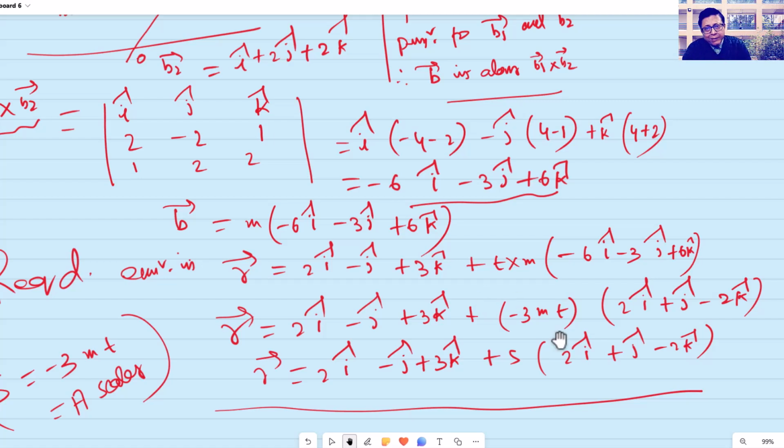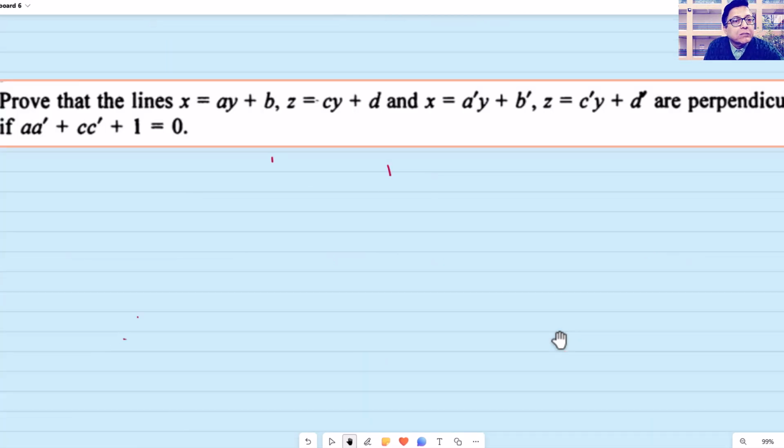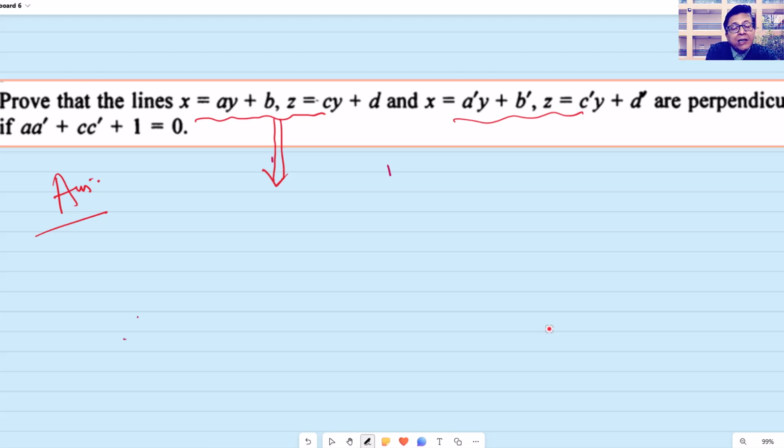I hope finding the angle between two lines is not difficult for you. Just wait for another beautiful sum. Prove that the lines are perpendicular if aa dash plus cc dash plus 1 equal to 0. Think, most of you are ready to do it with me. Try if you can do it faster than me. Why? Because the first job is to express this one in scalar form, and that you must understand.